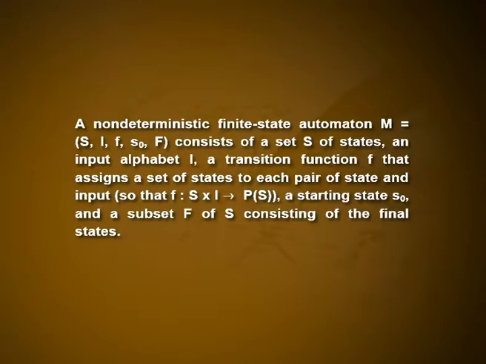So, next definition. A non-deterministic finite state automaton M = (S, I, f, S0, F) consists of a set S of states, an input alphabet I, a transition function f that assigns a set of states to each pair of state and input, so that f is a function from S cross I to the power set of S, a starting state S0, and a subset F of S consisting of the final states.